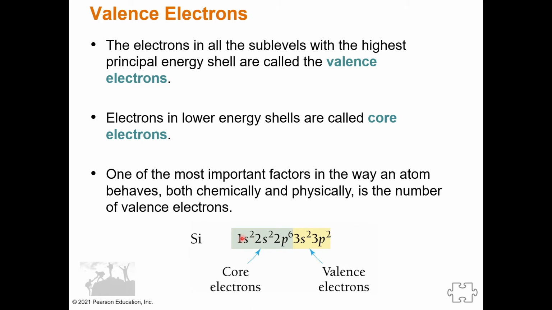Now let's move on to n equals 2. That's our 2s and 2p. These 2 subshells are also completely filled with 2 electrons for 2s and 6 electrons for 2p. So these 8 electrons are also considered core electrons. Now let's move to n equals 3. Here, the 3s orbital is completely filled up, but the 3p subshell is not completely filled. So because of that, these 4 electrons are considered valence electrons. All of the n equals 3 orbitals are not completely filled.